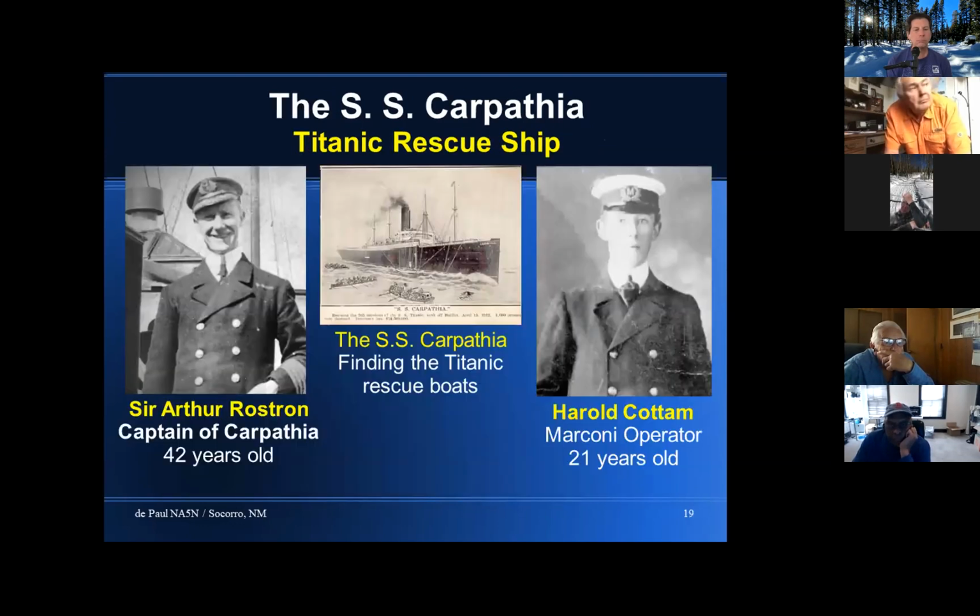Here are the parties of the Carpathia, which, remember, is the ship that was 56 miles away. Again, the captain, 42 years old. These people all survived. A picture of the Carpathia in the process of finding and taking on the Titanic boats, and Harold Cottam, the radio operator, who at the time was 21 years of age.